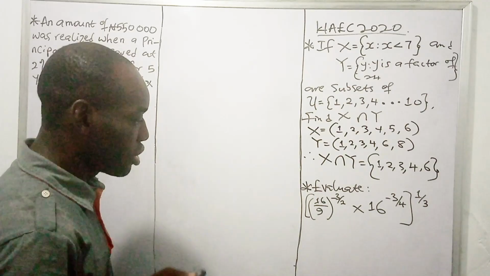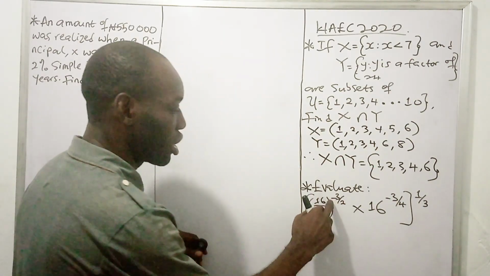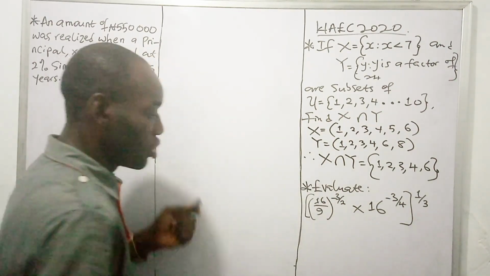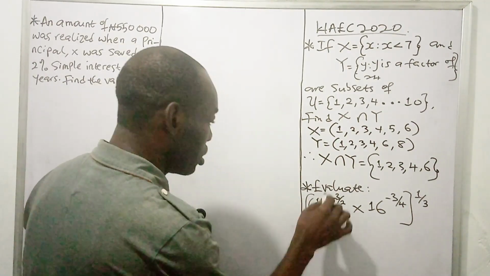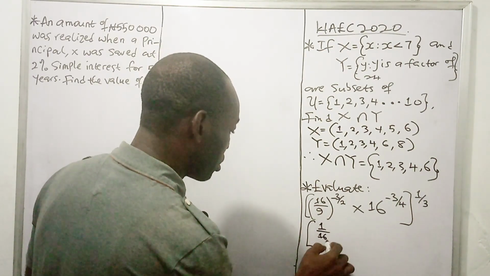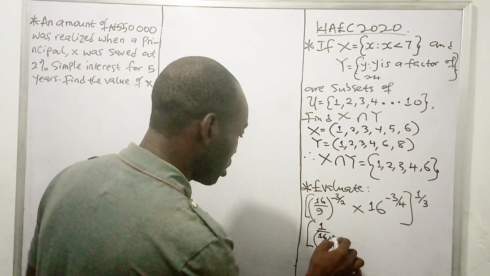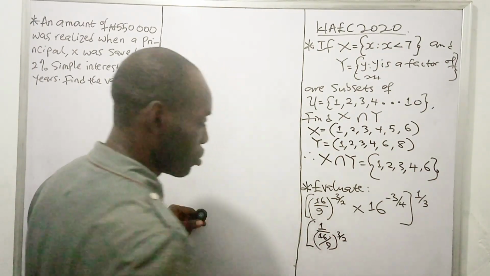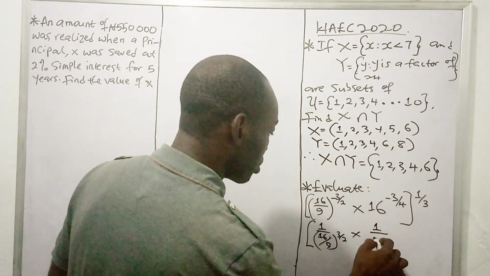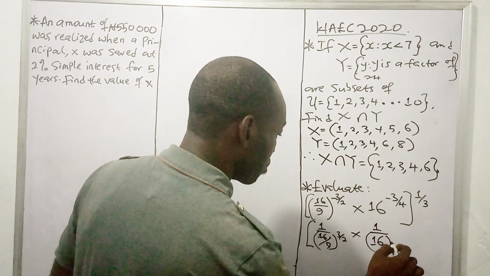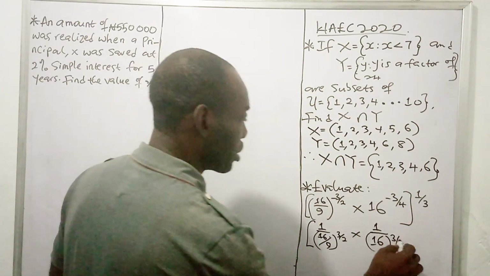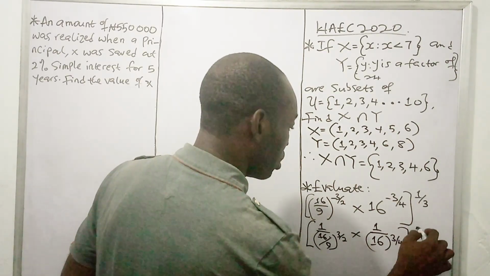From indices, we know that any term raised to a negative power becomes a reciprocal of that same term. Applying this rule, this will give us 1 ratio 16 ratio 9 all raised to the power 3 over 2, then times 1 ratio 16 all raised to the power 3 over 4. Applying the indices law, the power becomes positive at the denominator, and this is all raised to the power 1 ratio 3.